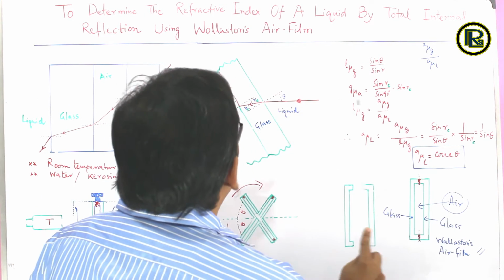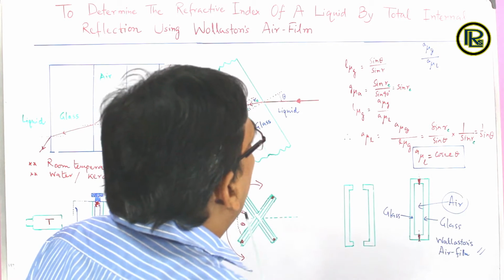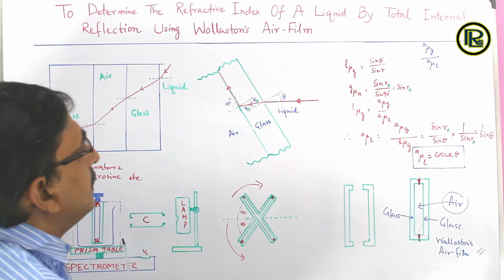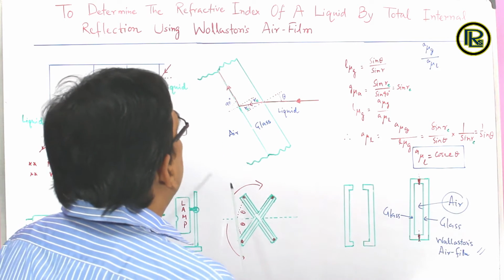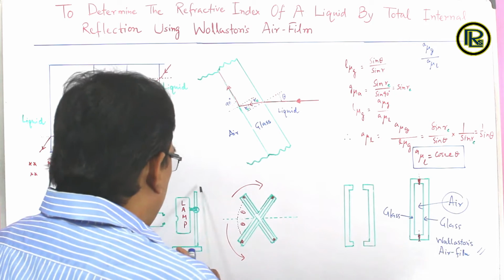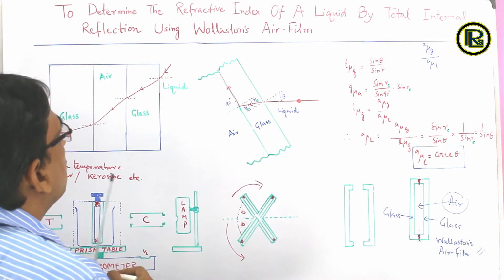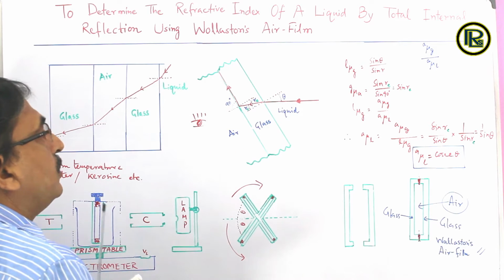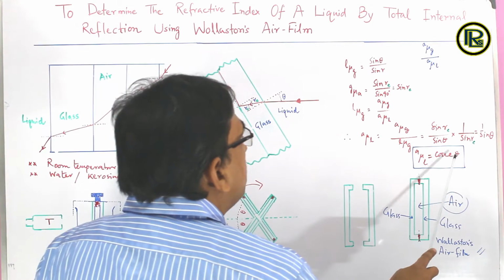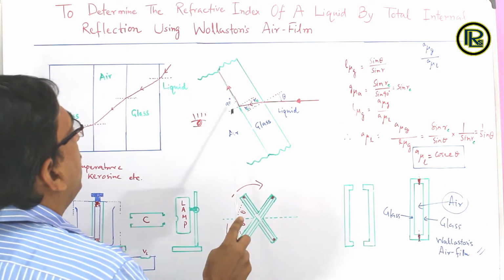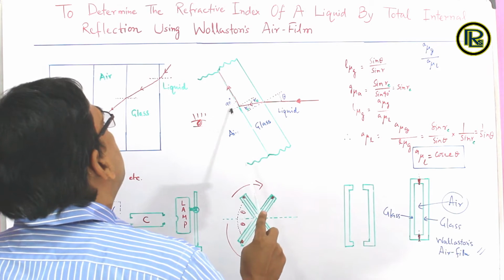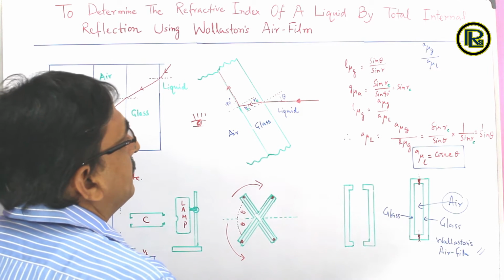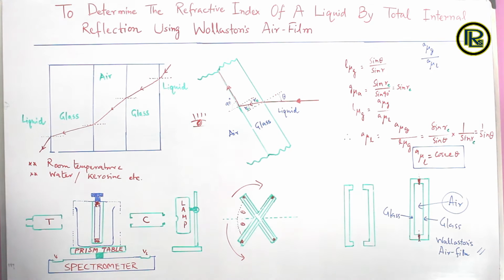So this angle is the angle where the disappearance of light, when seen from this direction, occurs. So we have to find out that value of theta for which the light seen from this direction disappears. And now I come to the experimental arrangement of the entire experiment.